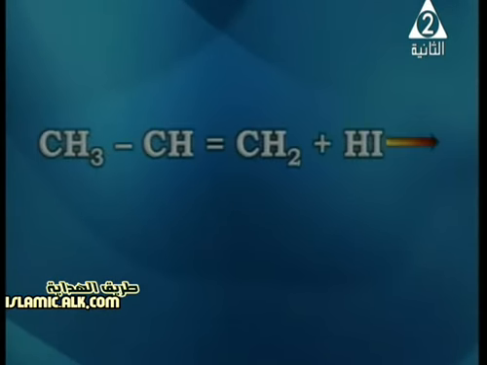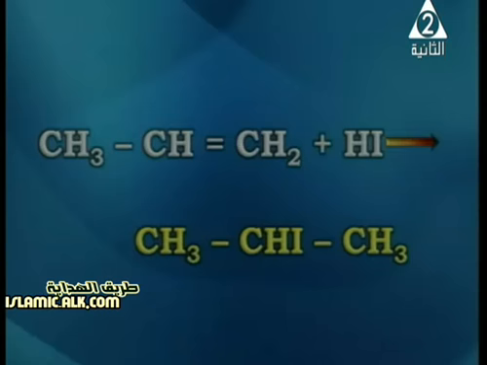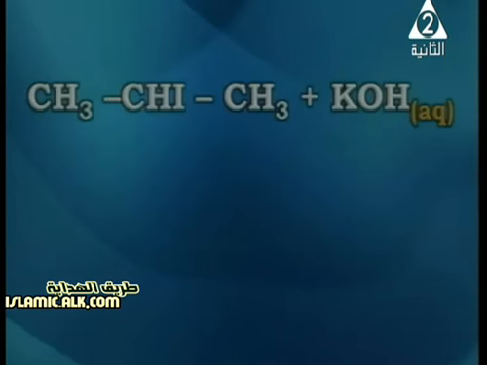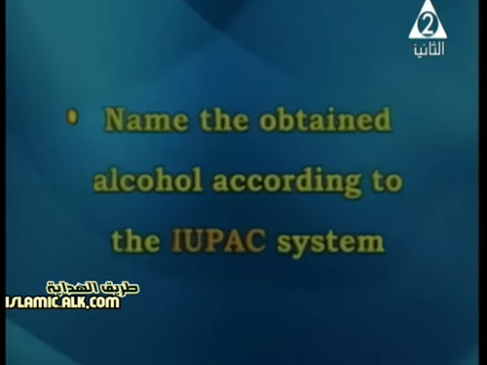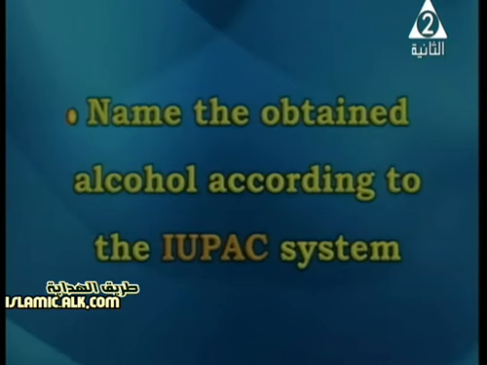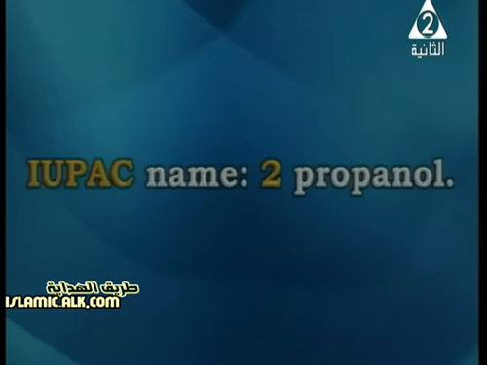Here is the solution. As the equation proceeds on the screen, propene plus HI, hydroiodic acid, gives CH3CHICH3, 2-iodopropane. Then by alkaline hydrolysis, with aqueous potassium hydroxide solution, it gives CH3CHOHCH3, propanol, which is a secondary alcohol, and releases potassium iodide. Name the obtained alcohol according to the IUPAC system: it will be 2-propanol.